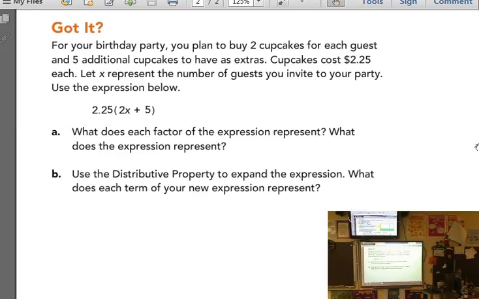We have moved more quickly than I anticipated, which is a very good thing. Because if we move through these things quickly, we can have a work day. So, when we start looking at what these pieces parts mean, what does that 2.25 represent?